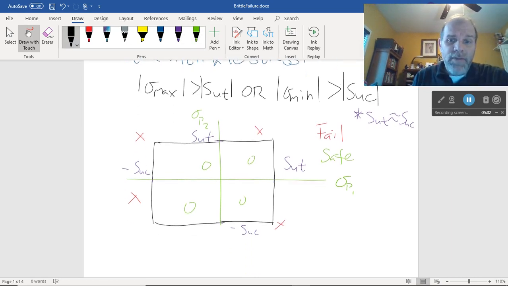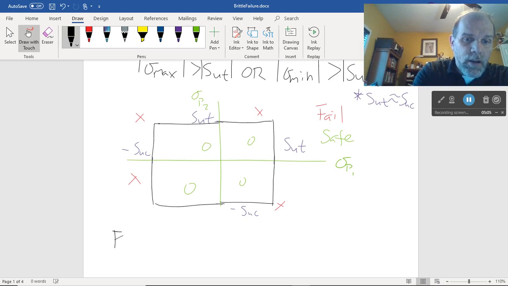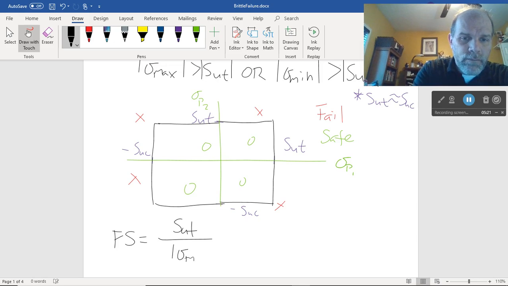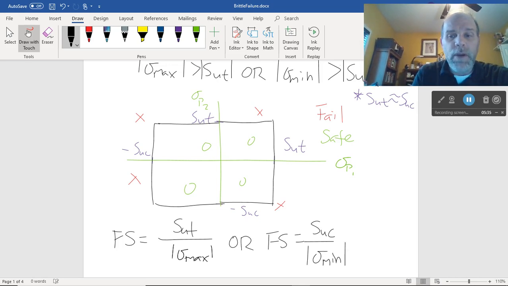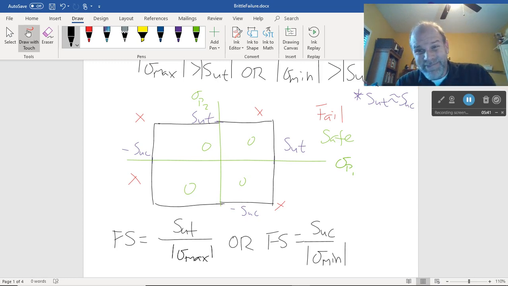What if I wanted a factor of safety? Well, my factor of safety, I've heard some people call it allowable over actual. One of the people I work with likes to call it that. I prefer strength over stress. Because then it's going to be SUT over my maximum, or FS is equal to the ultimate strength in compression over the minimum. Either way, that's my factor of safety. What you do is you choose the one that gives you the smaller number. That's what it's going to turn into.